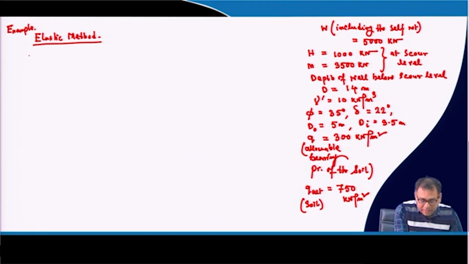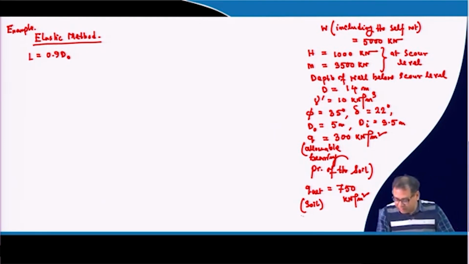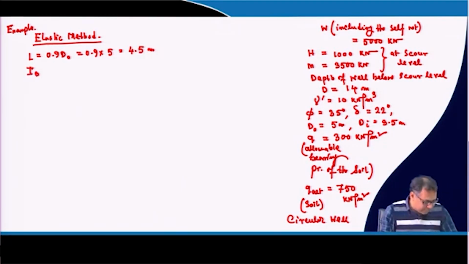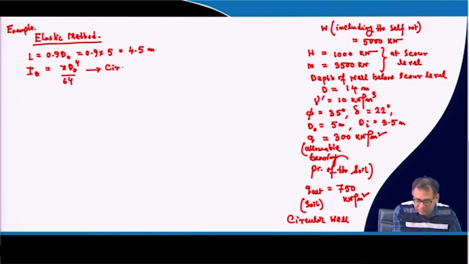So, here it is given L is equal to 0.9 d0. So, this is for the circular well. Okay. So, it is a circular well, 0.9 d0. So, 0.9 d0 with d0 equal to 5, so this is 4.5 meter. Similarly, the IB is equal to pi d0 to the power 4 by 64, that is for circular footing or circular well.